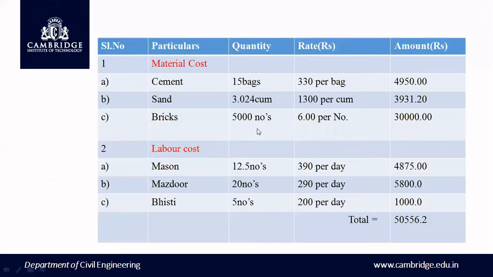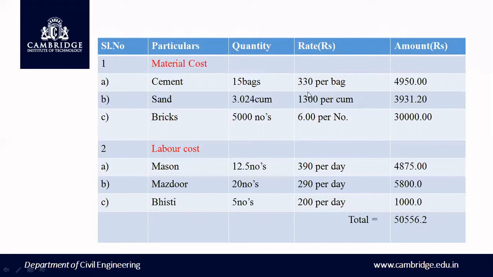Next, calculation of labor cost and material cost. For this, we have to make a tabular column like this. Initially, calculate the material cost. Already we know the quantities of cement, sand, and bricks. From the calculation, we got cement 15 bags, sand 3.024 cubic meter, bricks 5,000 numbers. The rates are not constant.